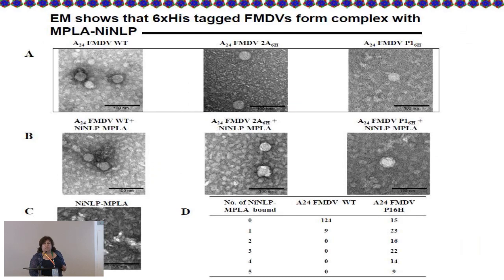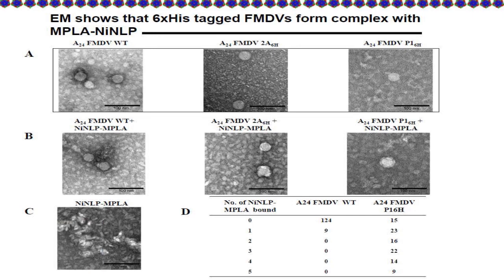Also important, if we look at the electron microscopy images of the wild type or the mutant virus, they seem very similar. But if we combine them with nickel nanolipid molecules complexed with, in this case, the adjuvant MPLA, all of a sudden we start seeing these nanolipids decorating the surface of the mutant virus, while the wild type is never really associated specifically with those nanolipids, which in EM look like very disordered molecules.